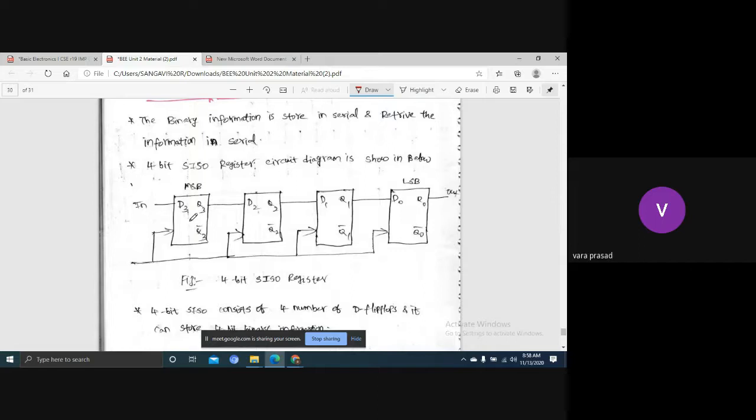The flip flop where the input is directly applied is the MSB flip flop. The flip flop where we can take the output is the LSB flip flop. Serially in means each flip flop's output has to connect as the input of the next one. This is the way. Here I consider a 4-bit serial in, serial out register.